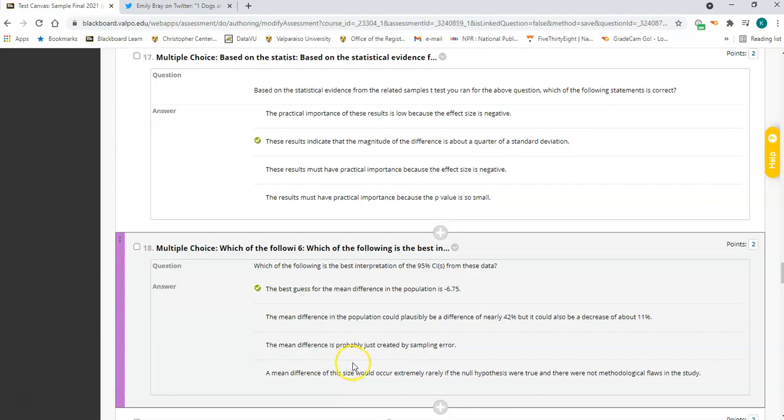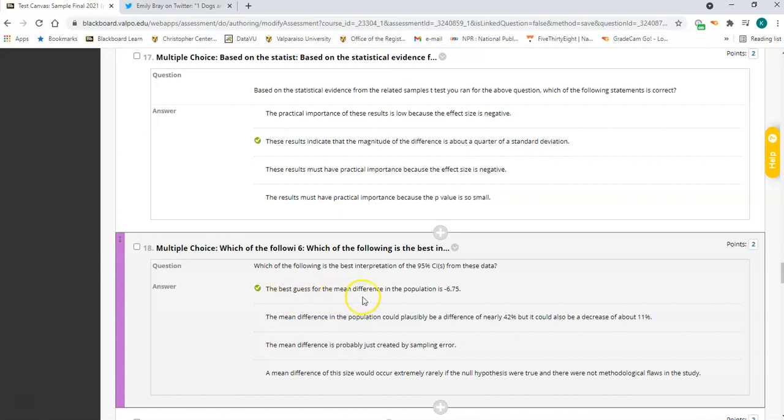The mean difference is probably just created by sampling error. That's not something that a confidence interval tells you. That's something you look at for a p-value. The mean difference of this size would occur extremely rarely if the null hypothesis were true and there were no methodological flaws. This is also something that a p-value tells you, not a confidence interval. So by eliminating these, you know this is right, but this is maybe a different interpretation of a confidence interval than you've seen. Normally I say it's a range of plausible values, which is true, but here is another good one.